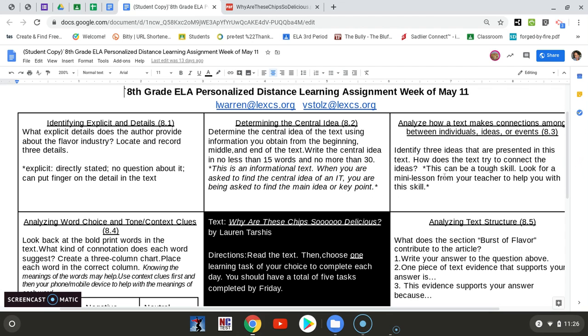For this one here, for 8.3, it does mention that this skill is a difficult skill. That was something that we noticed in the second benchmark that we took. For 8.3 for informational text, we missed a lot of those questions. So be on the lookout for some assistance with that one, probably by Wednesday.